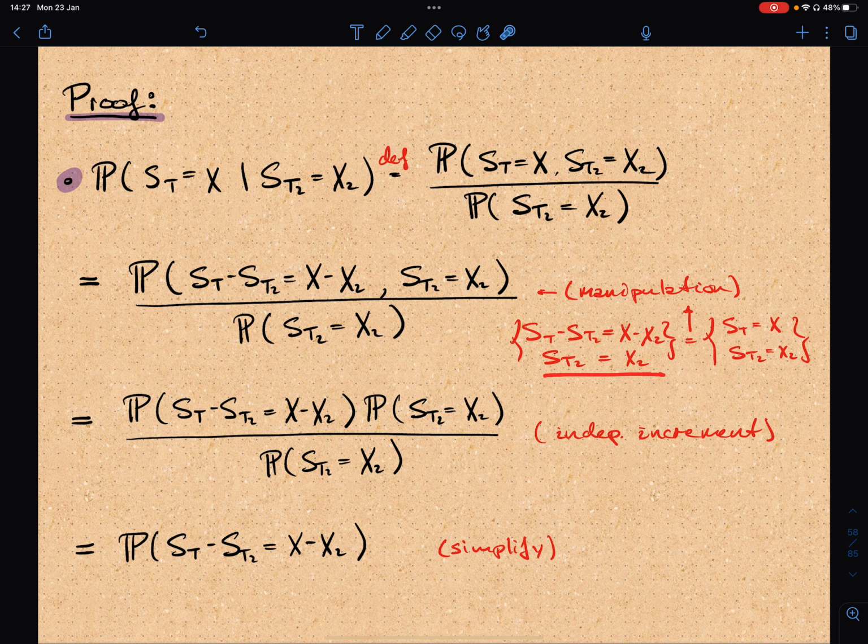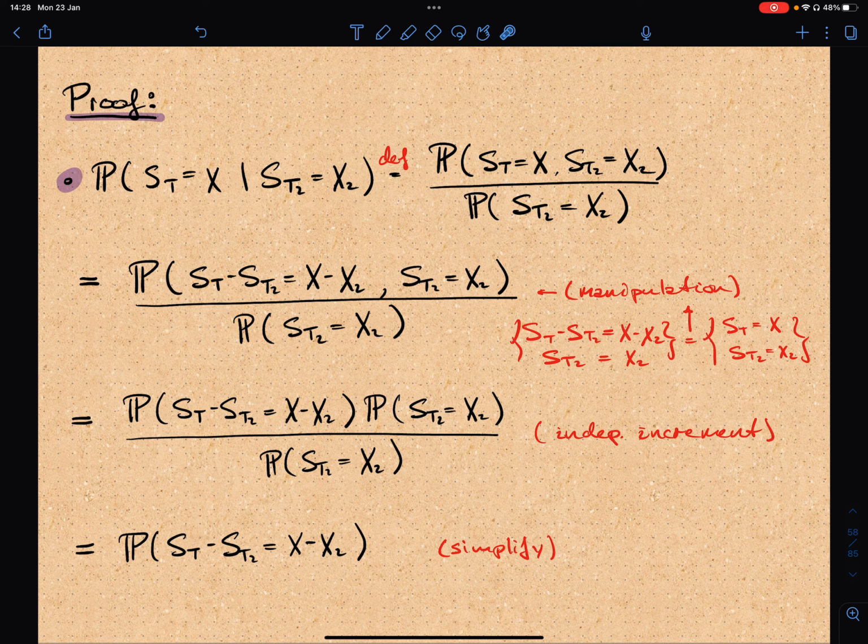If this system of equations is true, then it implies this one, and if this system of equations is true, then it implies this one. So using this observation, we just rewrite this event as this event. And now we use the independent increment condition. The increment from time t2 to t is given by this quantity, and this is the increment from time 0, if we start at the origin, to time t2. So these two increments are independent, and we can take the product of the probabilities.